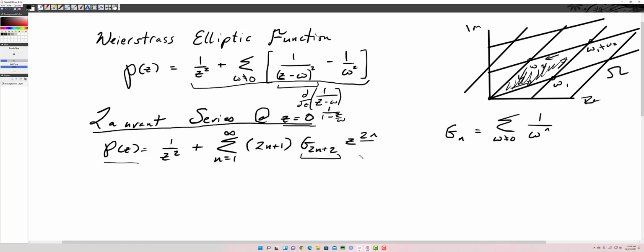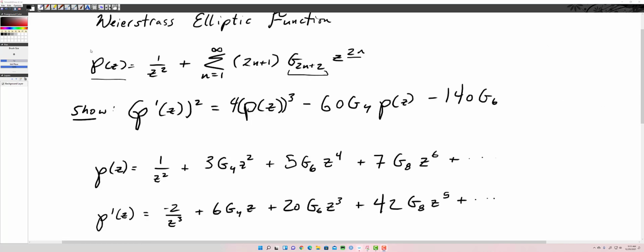What I'm going to do now is I'm going to expand this a little bit. I'm going to show you some interesting arithmetic. This is where it really starts to get pretty beautiful. Okay, so before we start with this, what we're going to do is we're going to show this very interesting differential equation. I'll just read this out. The derivative of P of z, squared, equals 4 times P of z cubed minus 60 g4 P of z minus 140 g6. Now the goal here is going to be manipulating poles.